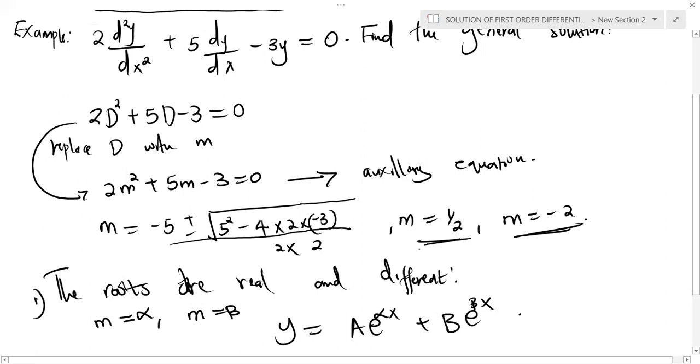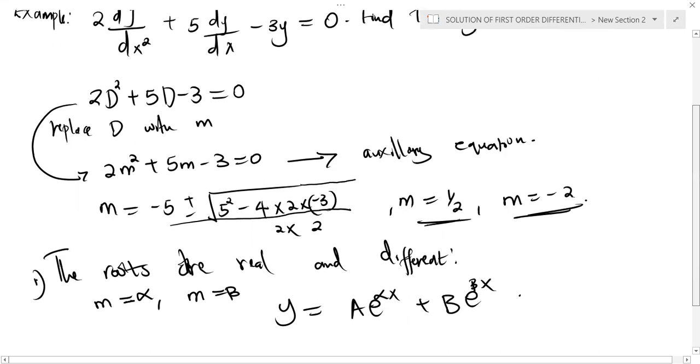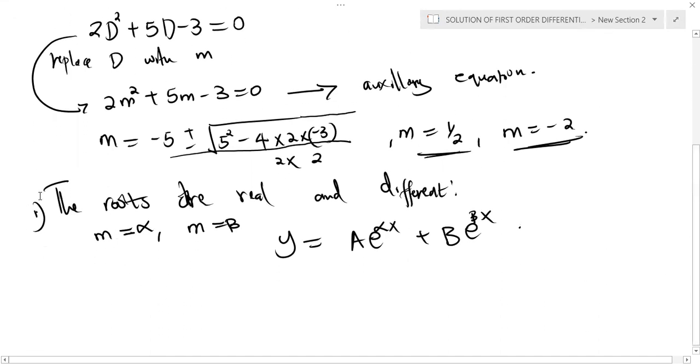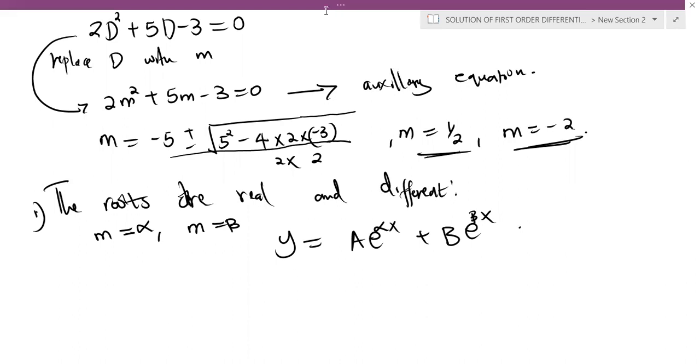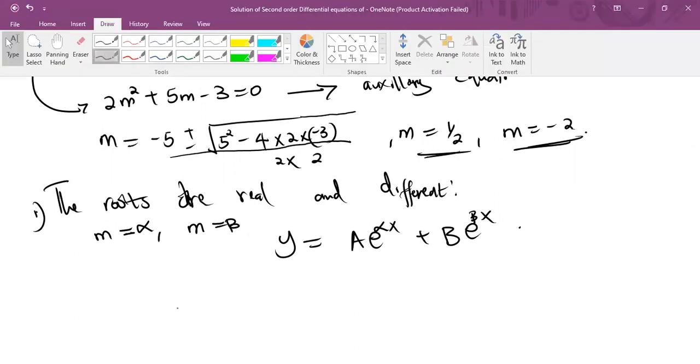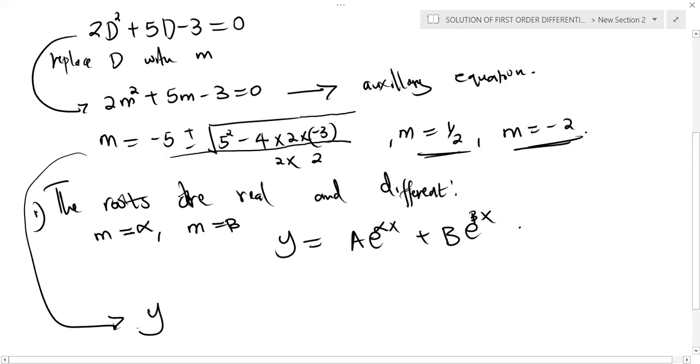So the general solution of this particular question is y = A e^(1/2 x) + B e^(−3x), where our alpha is the first root, which is 1/2, and our second root is −3, actually, not −2, −3. That is the solution.